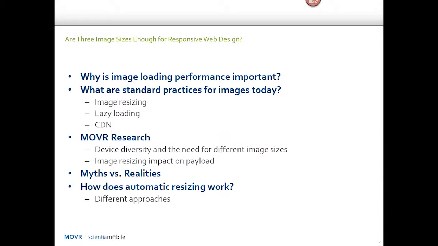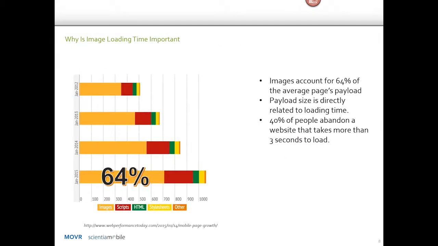Is that enough? Why is image loading performance important? What we'll do is we'll walk through some of these questions. What are some of the standard practices today around these three images, or the techniques that people use to deliver images? Then we'll get into some research that we did about device diversity and all the different types of devices that we're seeing today, what does that imply for the different types of images and image sizes that you need?